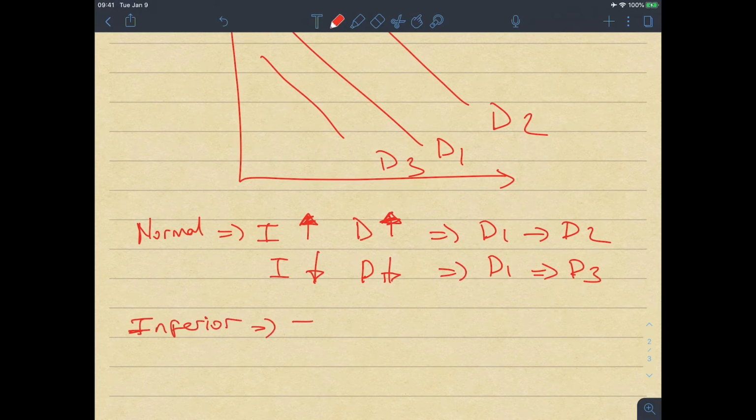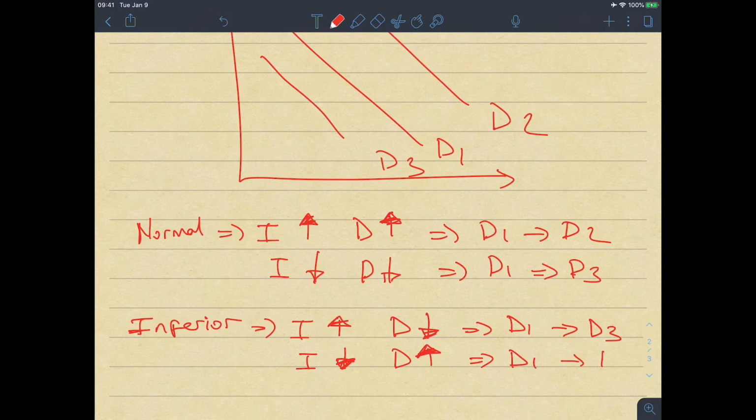If you're talking about the inferior good, when you become richer, your demand will decrease. There's an inverse relationship, so demand will decrease from D1 to D3. And if you become poorer, that means you're going to buy more of that mac and cheese. So the demand will shift from D1 to D2.